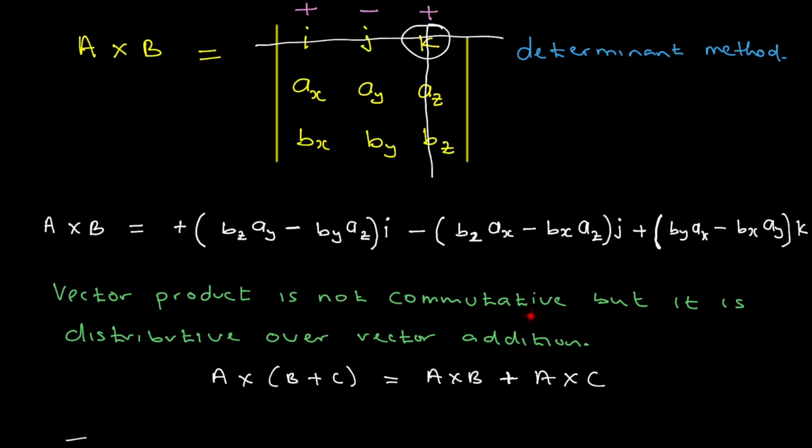The cross product is not commutative, but it is distributive over vector addition. So if you do A cross open bracket B plus C close bracket, it will be equal to A cross B plus A cross C. So that's allowed. Well, the best thing to do now is to do an example, and see what we get.